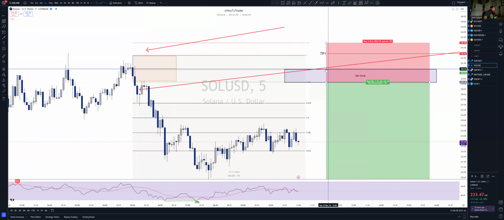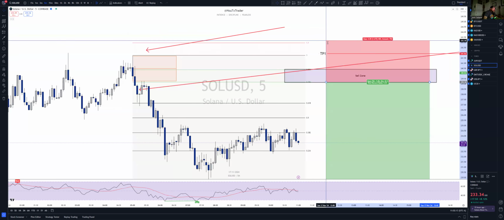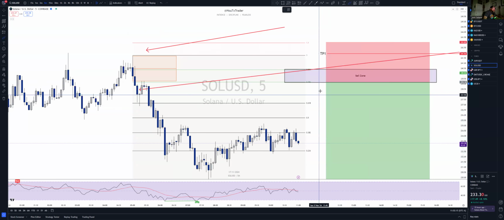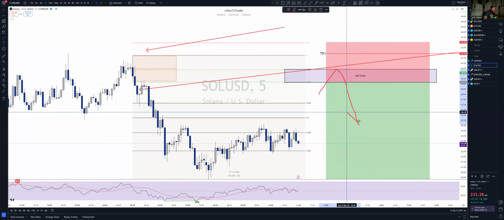Again, if we take a sell at the 78.6, our stop loss is above. Even if it decides to run up to the 88.6 to reverse, that's okay.